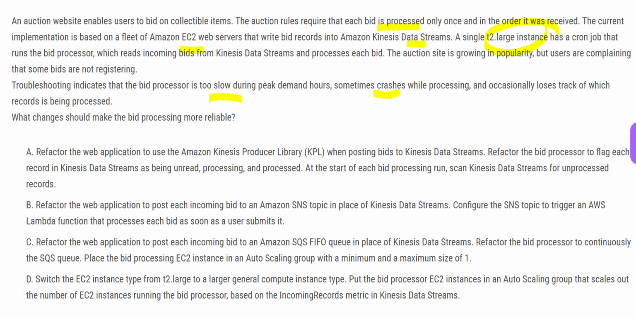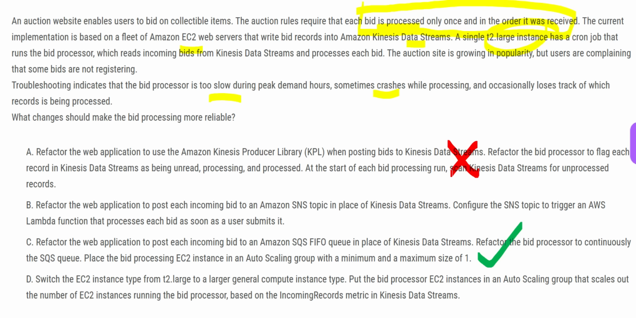What will you change? See, the thing is, whenever I see each bid should be processed only once, and in the order it was received, this requirement itself calls for usage of SQS. So C is the right answer in this case, SQS. But we'll see the problem with A. See, this option can still miss some records.